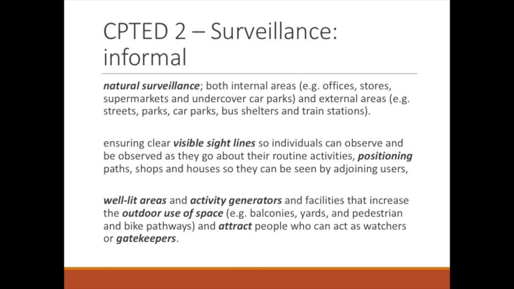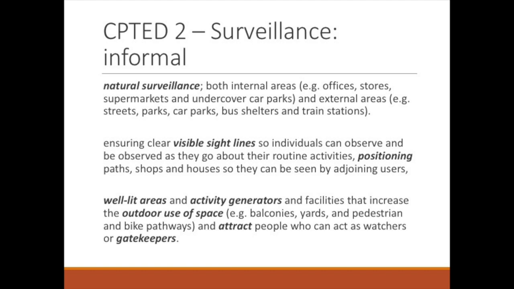And so that will include positioning, right? Paths, shops and houses and such, so that they can be seen by adjoining users. So it means not designing a space such that, you know, there's no clear straight walkway. It means not designing a space so that no one can kind of look around and see what's going on, that there's a big wall in front of them or something like that.